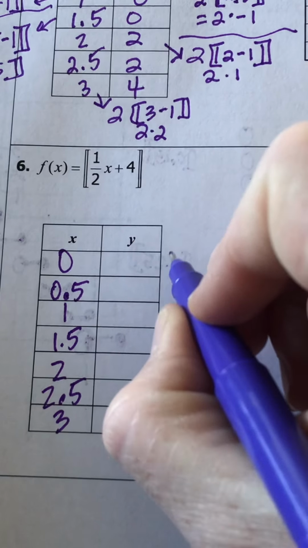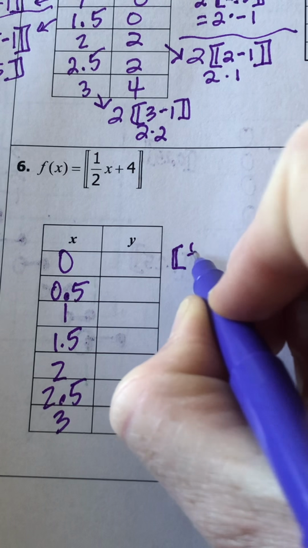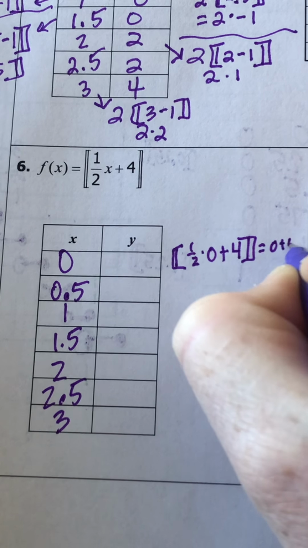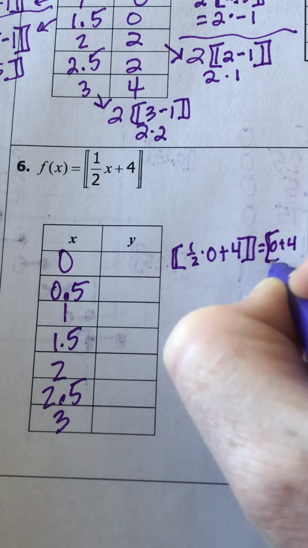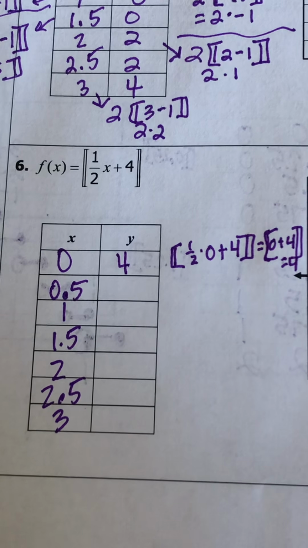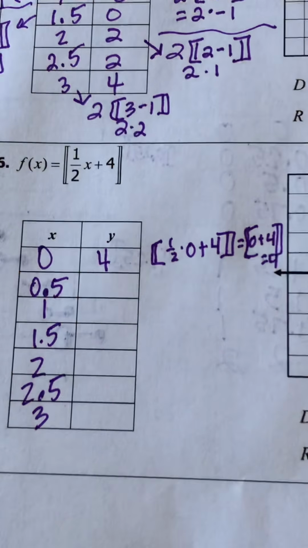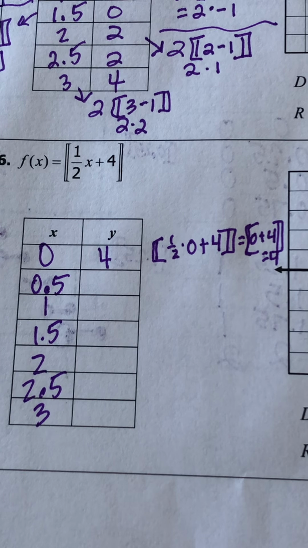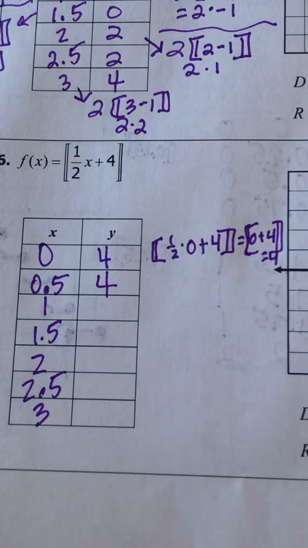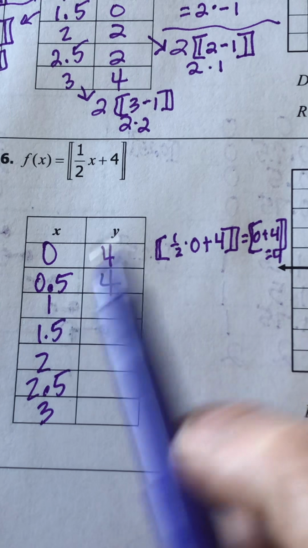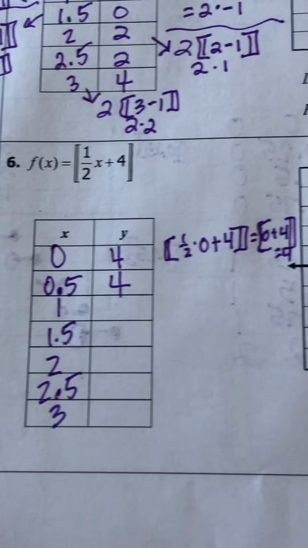All right, so for 0, we have the greatest integer of 1/2 times 0 plus 4, which is 0 plus 4. And your greatest integer, and that's 4. Okay. So what should 0.5 be? 0.5 should be exactly the same as 0. I can't round up, or the y should not change until I hit an integer. Okay, and let's see what happens when we hit 1.